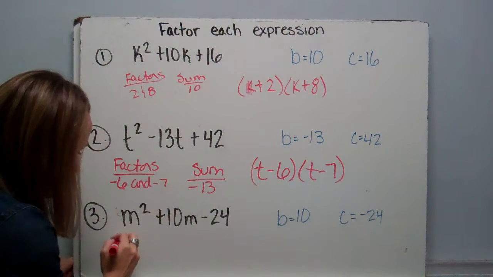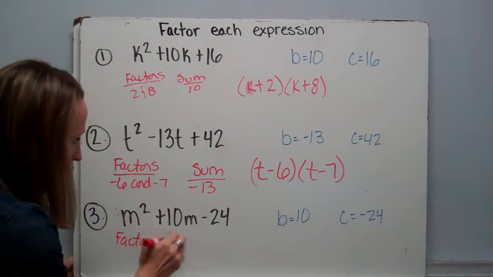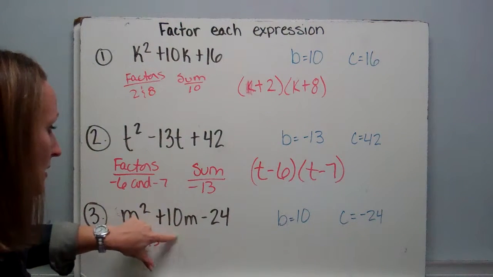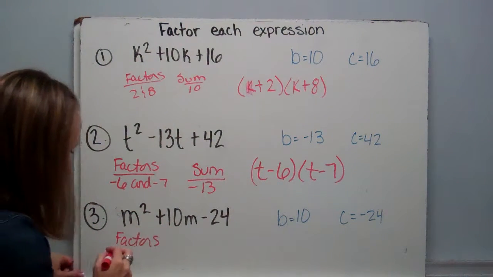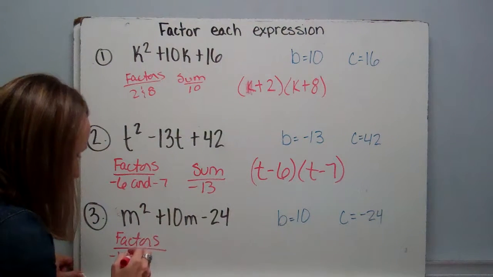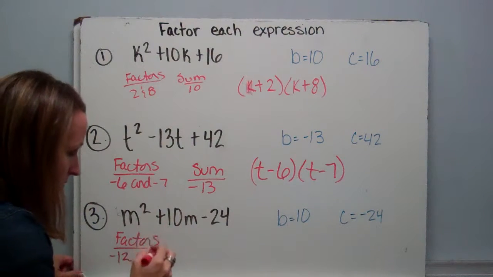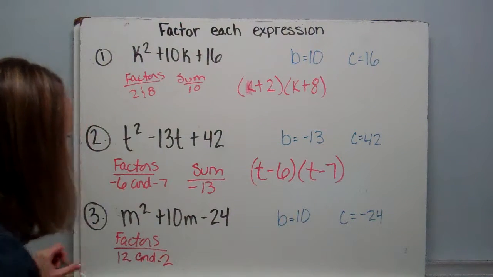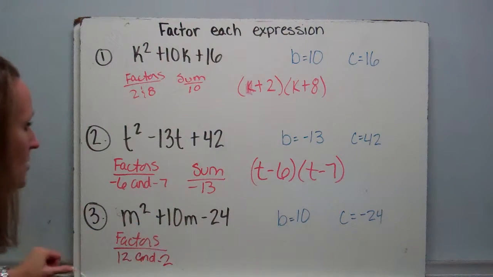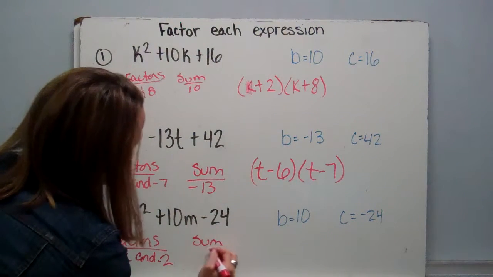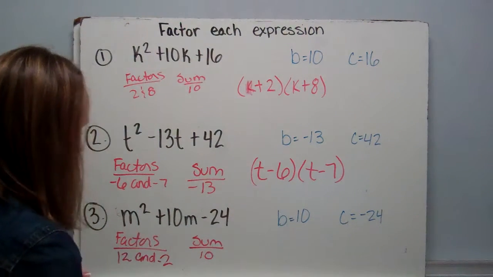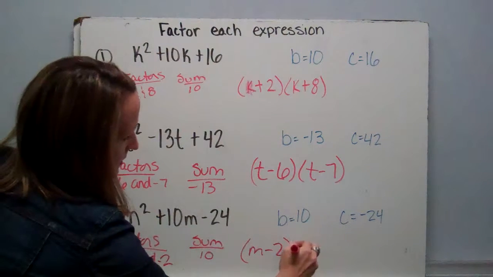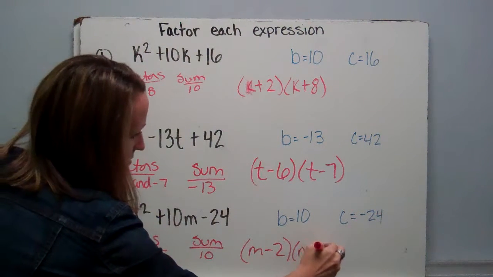Okay, what do I get here? Okay, I want a negative here, so I need a large positive number with a smaller negative number. Well, how about negative 12 and positive 2? Whoop, nope, positive 12 and negative 2, my bad, because if I've got positive 12 and I take away 2, my sum will be 10. So that it comes out to be m minus 2 and m plus 12.